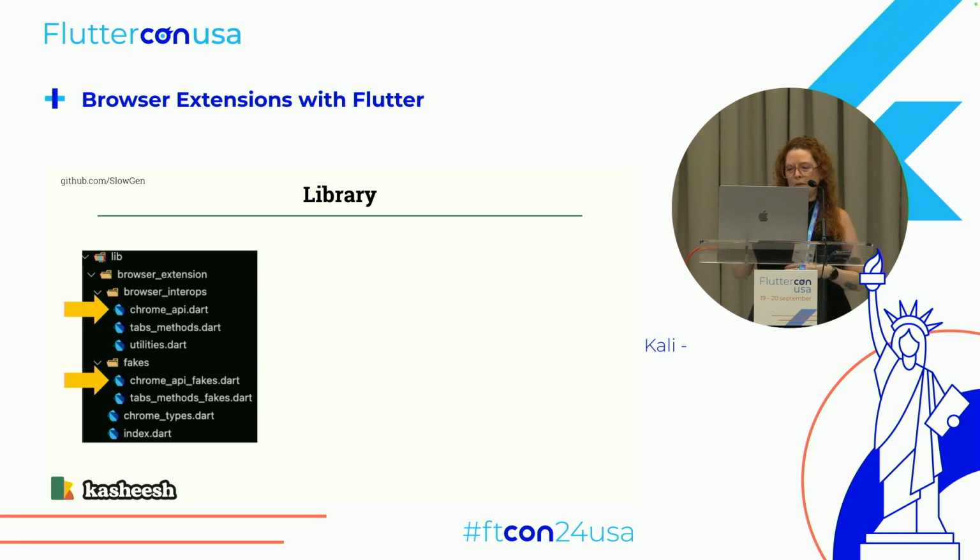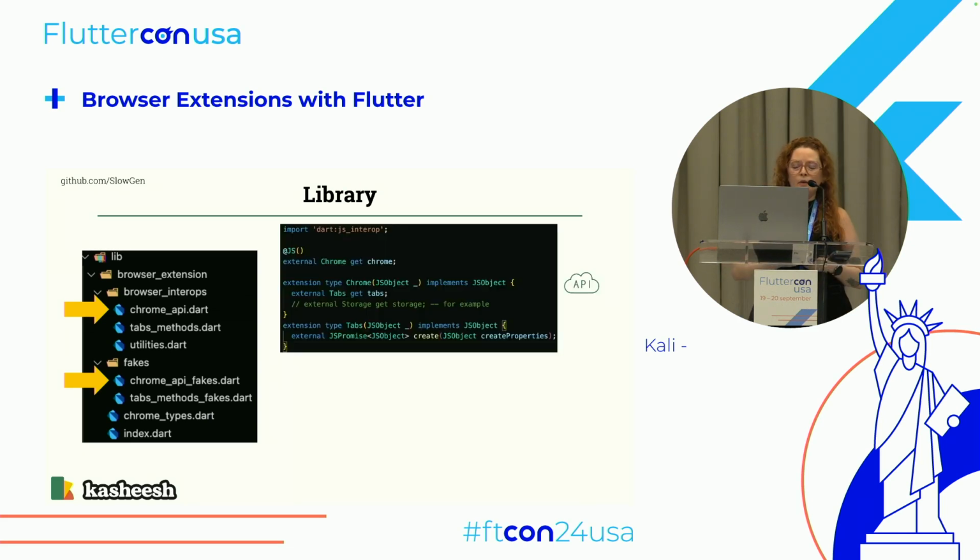Okay, so building out our library. We do need the JS annotation on our Chrome here. Chrome is the top level, and we only need it on the top level. And we're going to grab it out from the JS side. And then we have to define what each of them are. So we have our extension type built on implementing the JS object.